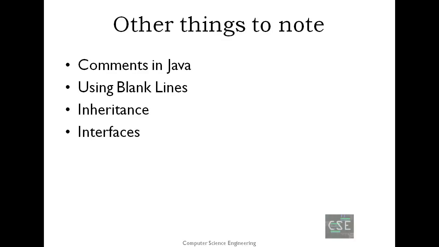Interfaces. In Java language, an interface can be defined as a contract between objects on how to communicate with each other. Interfaces play a vital role when it comes to the concept of inheritance.